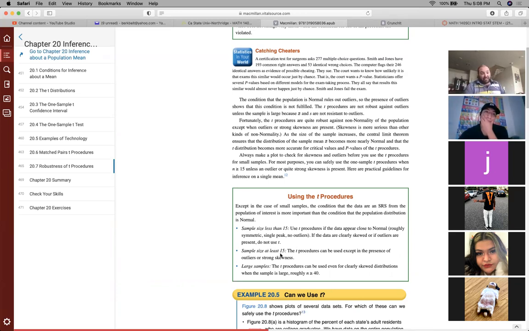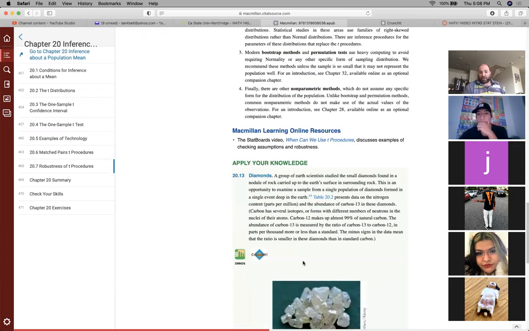If the sample size is at least 15, you can use it. Again, not if there's outliers or strong skewness. Now, once the sample is greater than 40, we don't even care if it's skewed. These procedures are so robust that even if it's clearly skewed, you can still use it if n is greater than or equal to 40. Just don't use it if there's outliers. Outliers are bad. We never want to use it with outliers. But even if it's clearly skewed, you can use it if n is greater than or equal to 40.